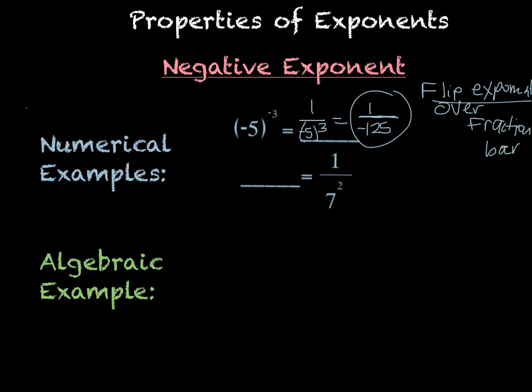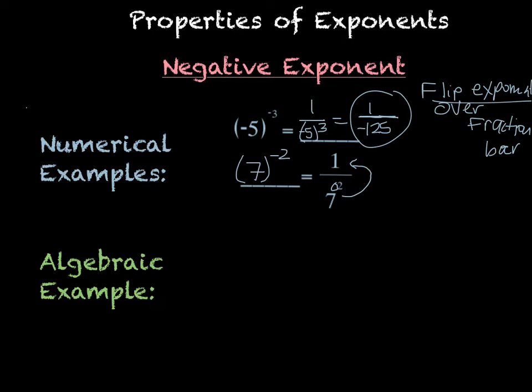Okay, so this next one, we basically want to go backwards. So if we flip this over the fraction bar and then added a negative, then we would have 7 to the negative 2 power. And that would be the same thing. We just worked our way backwards. We flipped it back over the fraction bar and then added the negative.